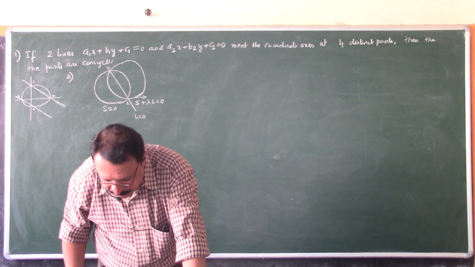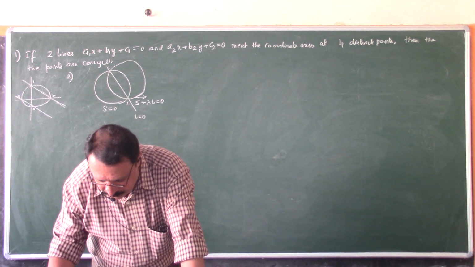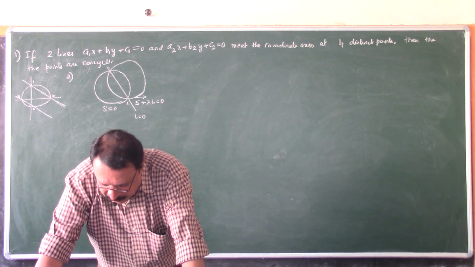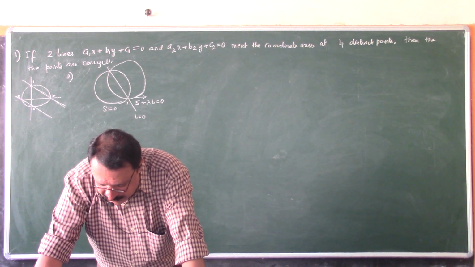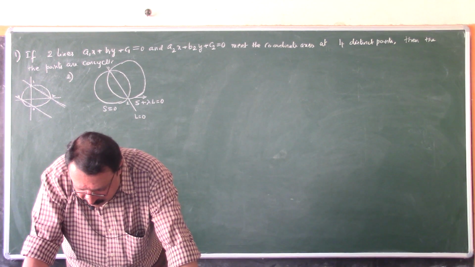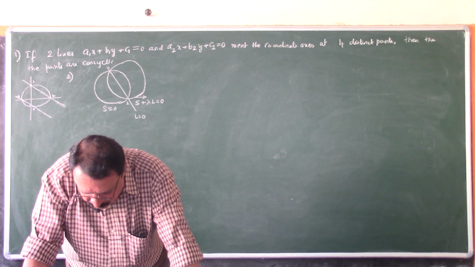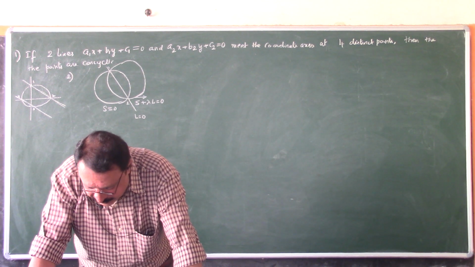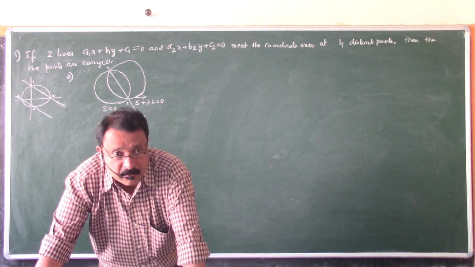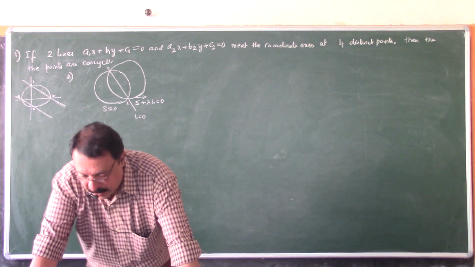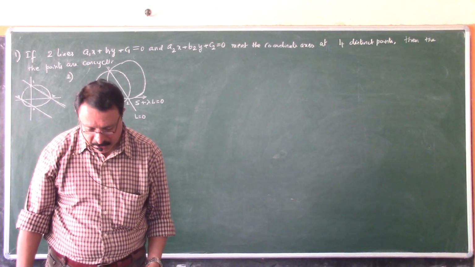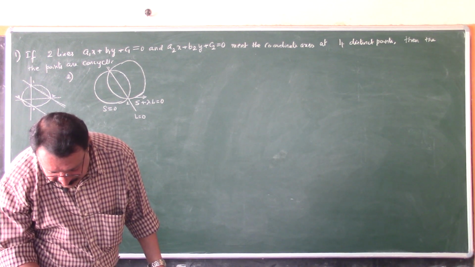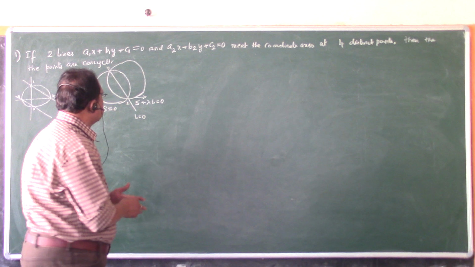And then if D is the distance between the centers of two intersecting circles with radii R1 and R2, and theta is the angle between the circles, then cos theta is equal to D square minus R1 square minus R2 square divided by 2R1 R2. What is D? D is the distance between the centers of two intersecting circles.